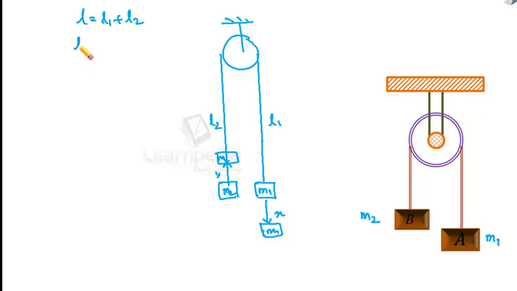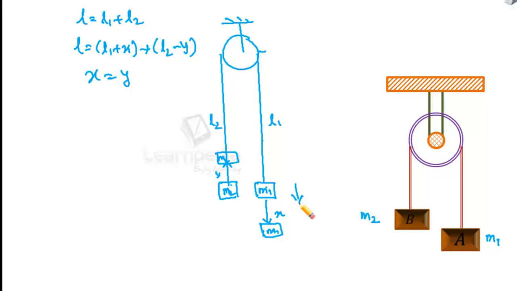So what will be the total length now? From here to here it is L1 plus X. The total length becomes L1 plus X, plus from here to here it is L2 minus Y. So L is L1 plus L2. What are you going to get? We cancel out L1 and L2. We get X is equal to Y.